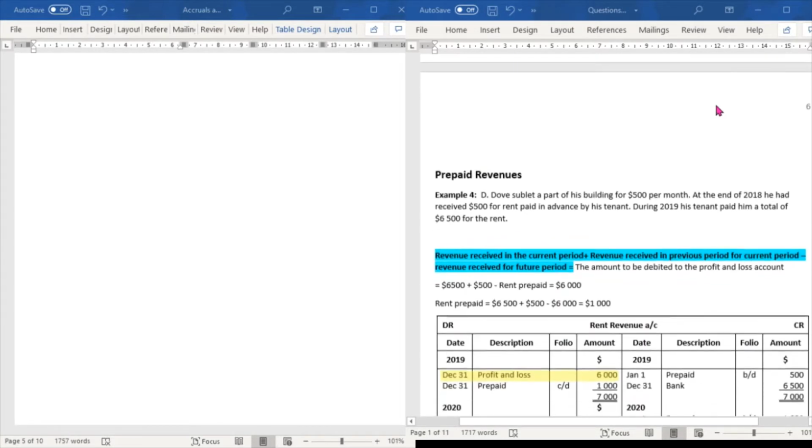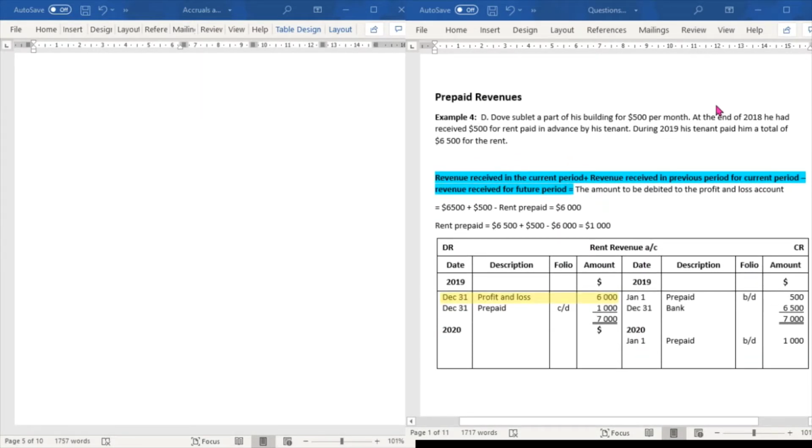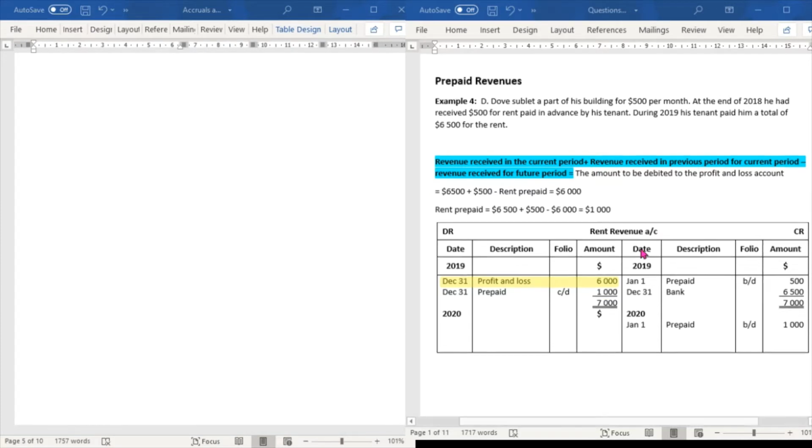And one last example. Here we're looking at prepaid revenues. D-Dove sublet a part of his building for $500 per month. At the end of 2018, he had received $500 for rent, paid in advance by his tenant. During 2019, his tenant paid him a total of $6,500 for rent. Now, this is what the rent revenue account would look like.